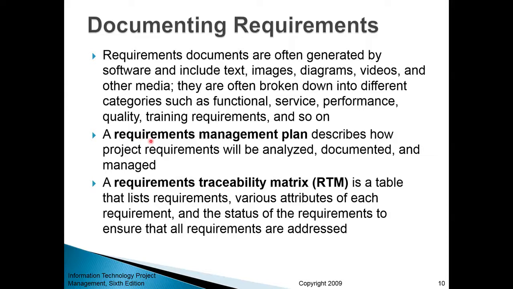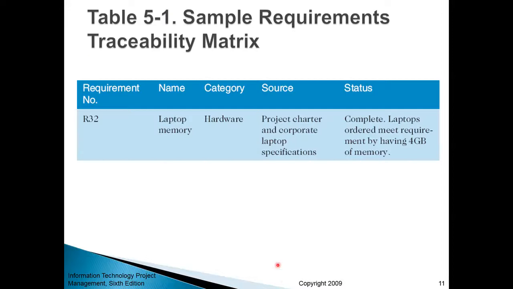Some organizations require a requirements management plan that describes in detail how project requirements will be analyzed, documented, and managed. At the minimum, you should use something along the lines of a requirements traceability matrix, or RTM. It's a simple table that lists requirements and their various attributes. A sample requirements traceability matrix can look something like this.